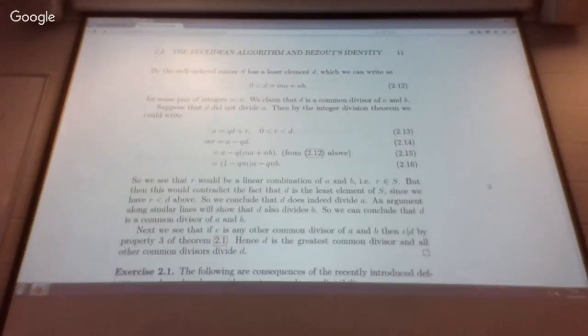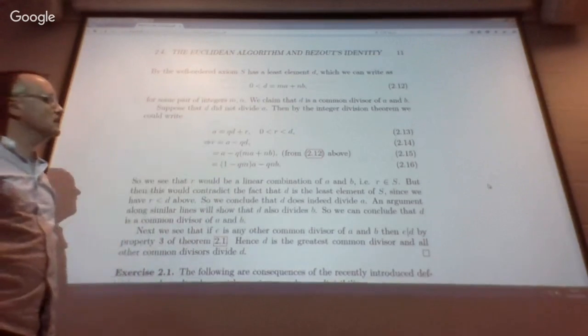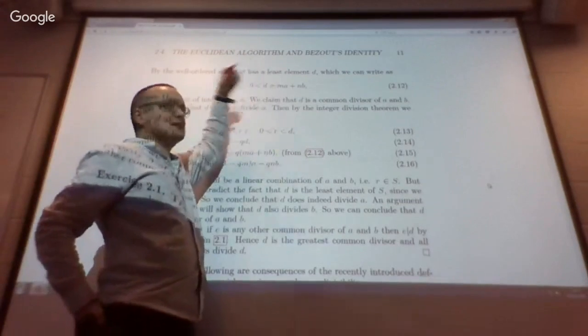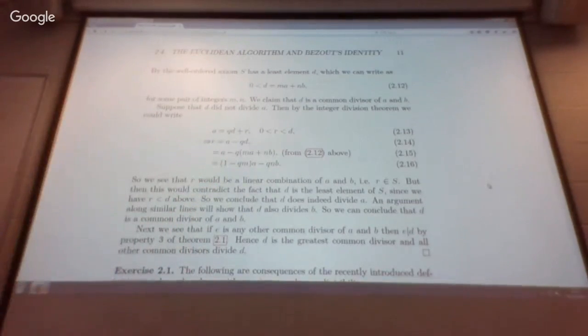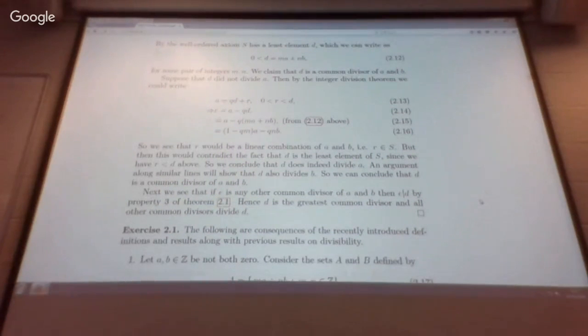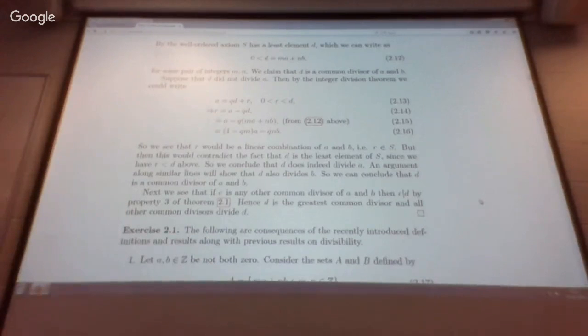So that's what I mean about the nice kind of move in the proof, or the kind of surprising move. You just do this little proof by contradiction here, and then we automatically know that the smallest element in this set S is a common divisor. We know it's a linear combination of A and B, because it's coming from the set S. And then we just have to prove that D is in fact the greatest common divisor.